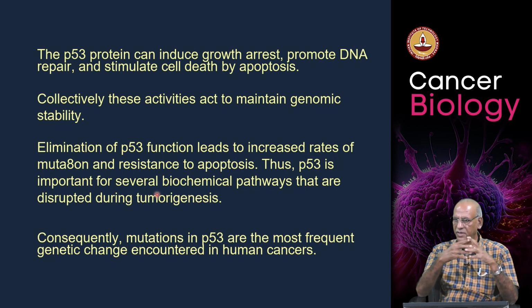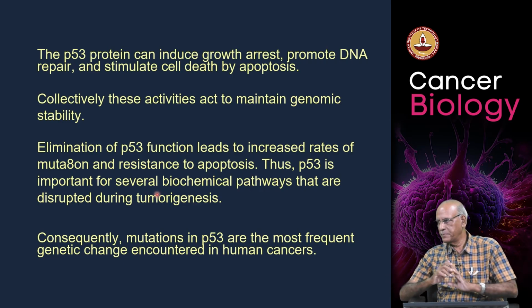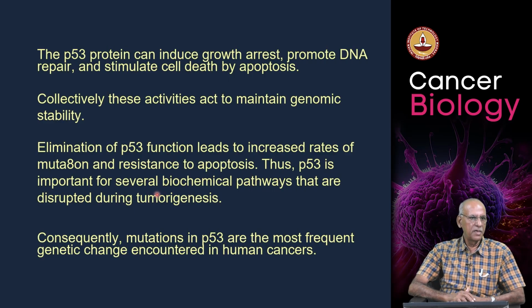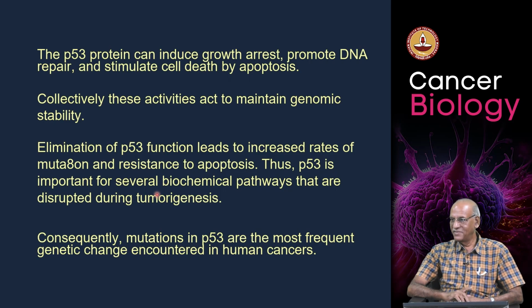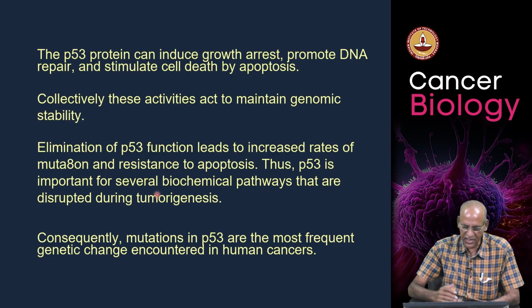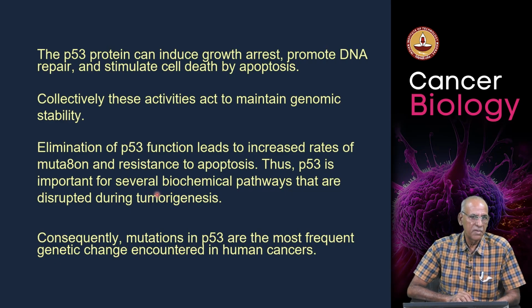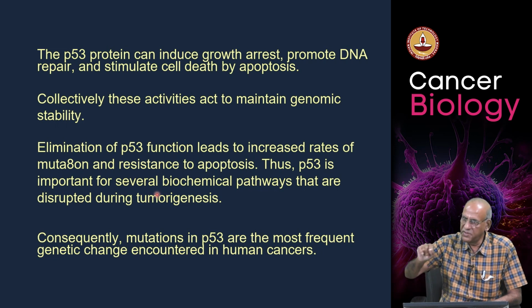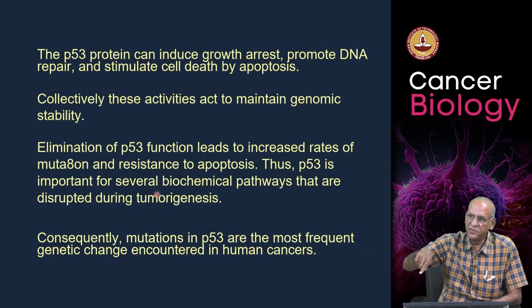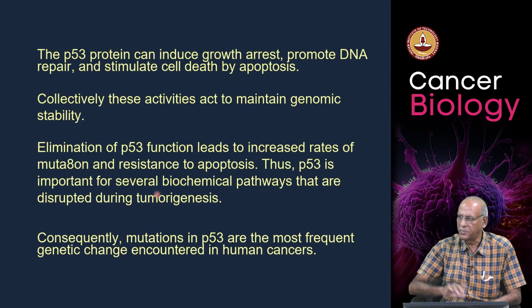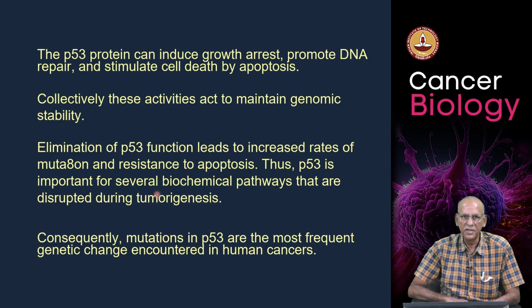So, when p53 is mutated, we have genomic instability, which is a characteristic feature of cancer. That is why, see, we talked about RAS mutation in 30%, whereas p53 mutation is in more than 50% of cancers. We will talk about it in the next slide. Elimination of p53 function leads to increased rates of mutation and resistance to apoptosis. p53 induces apoptosis, so if there is p53 mutation, there will be resistance to apoptosis. That is how you have to understand it.